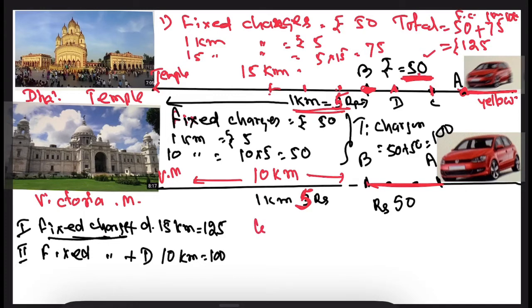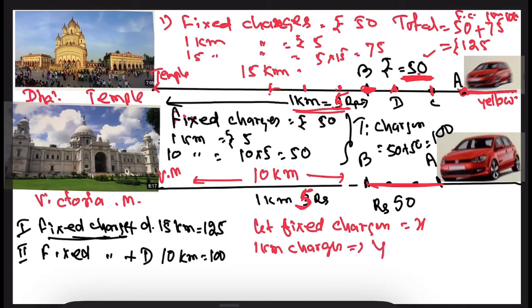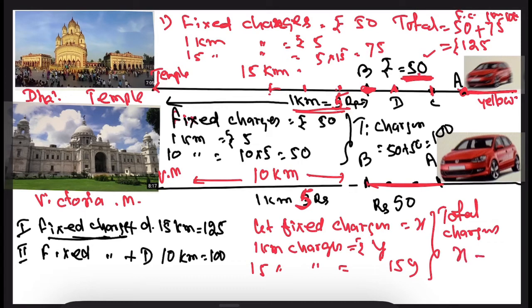Let fixed charges equals to x and 1 kilometer charges equals to y rupees. Okay, then for 15 kilometer he will charge how much? 15y. Total will be how much? These two total charges equals to x plus 15y equals to how much? 125. Similarly in this case, what is x plus 10y, that equals how much charges? 100. This is second case.